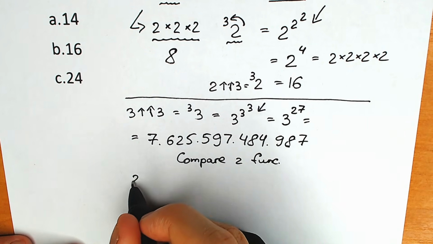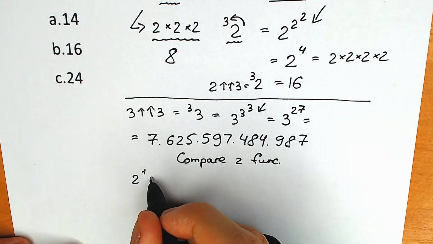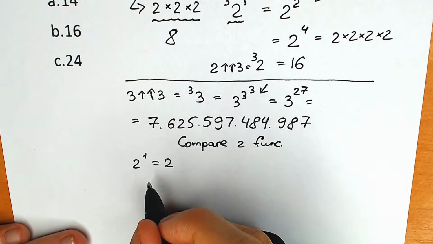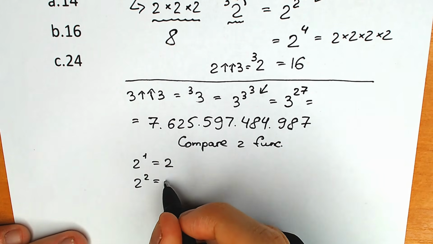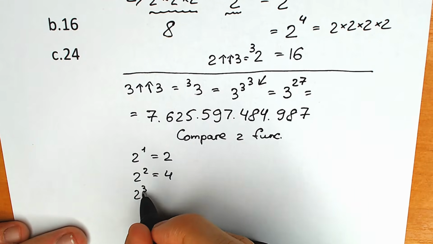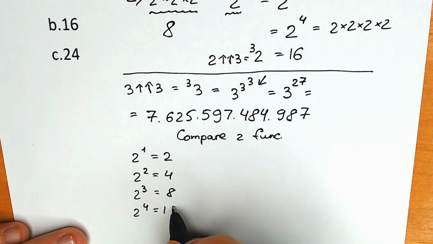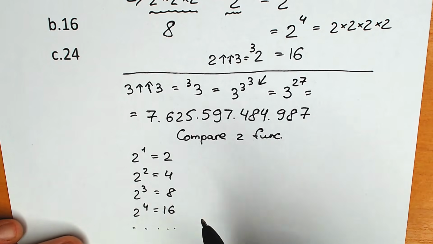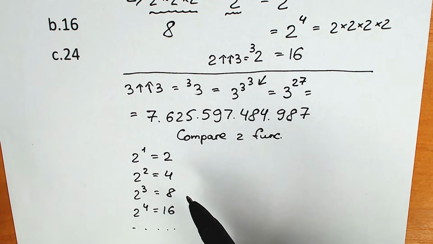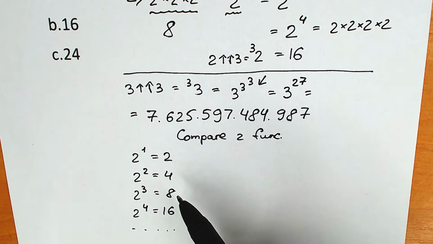So everyone knows about 2 to the power 1 equal to 2, 2 to the power 2 equal to 4, 2 to the power 3 equal to 8, 2 to the power 4 equal to 16. Yeah, and we know everything about it. These are our powers. We prefer powers at school.